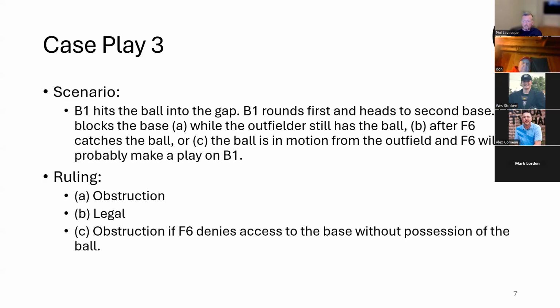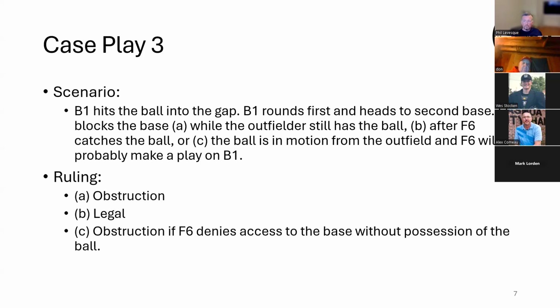Or C: the ball is in the air from the outfield, and the shortstop will probably be able to make the play on the batter. So in A, the key here is that the shortstop does not have possession of the ball. That's obstruction. In B, the fielder has the ball, and as we talked about, they can do whatever they want. So here, we do not have obstruction.